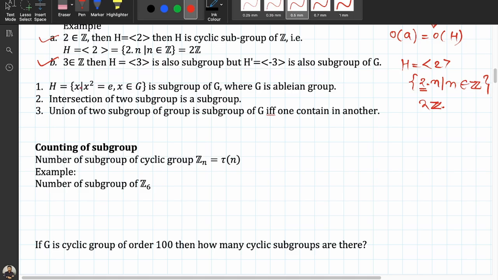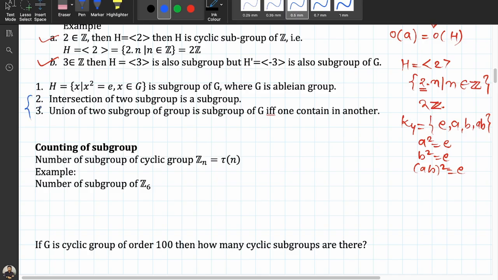Next, H is the set containing all x where x squared is the identity. This is a subgroup of G, where G is abelian. For example, take the Klein 4 group. The elements are identity, A, B and AB, and the property is that A squared is identity, B squared is identity, and AB squared is also identity. So if I take any element, say A, that gives a subgroup, and this is an abelian group.